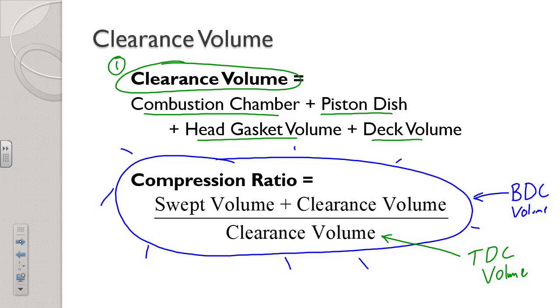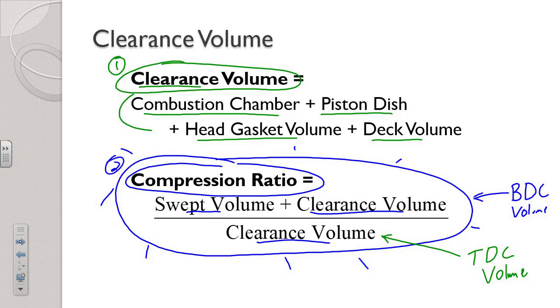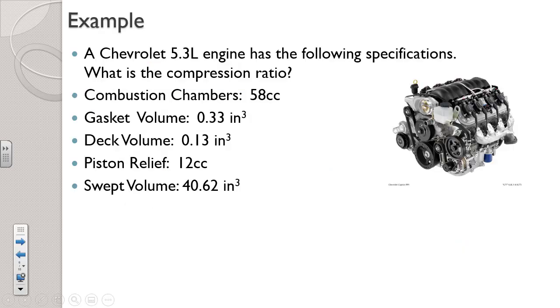First, we find the clearance volume by adding up those 4 small ones. And then once we know the clearance volume, we plug that in along with our swept volume, and that allows us to calculate compression ratio, which is the second part of calculating compression ratio. So let's take a look at an example.